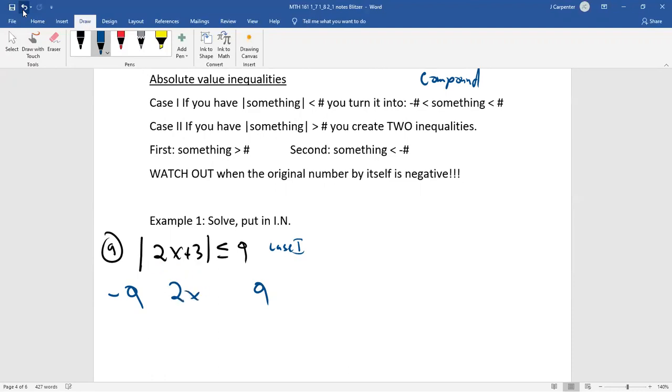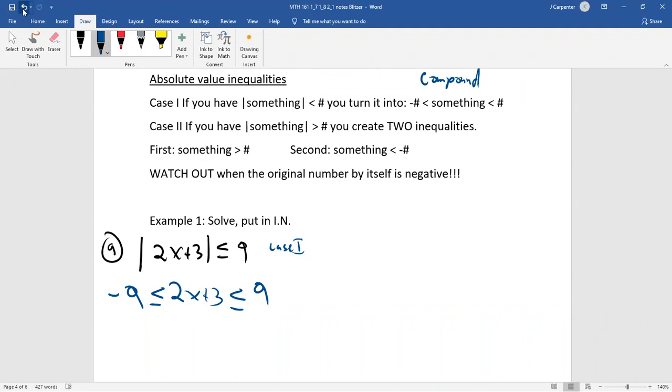So here's our 2x plus 3. And then you just make sure this makes sense. Imagine this 2x plus 3 wasn't here. -9 is less than +9, so you better be writing less than symbols. But it wasn't just less than, it was less than or equal, so be consistent and give them the or equals.